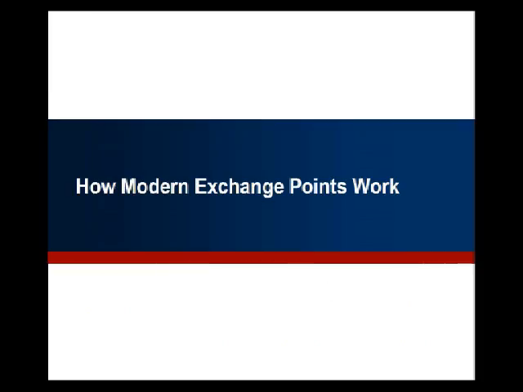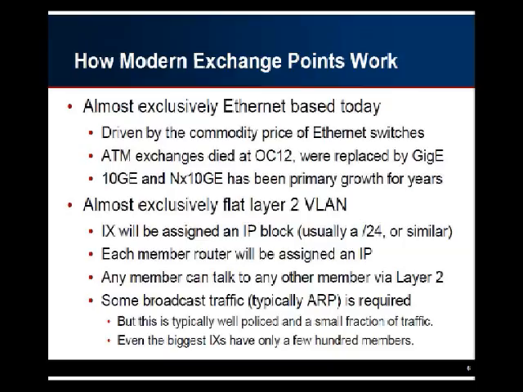A quick overview of how all the modern exchange points work. Today they're almost exclusively Ethernet based, as we've seen. This is really driven by the commodity price of Ethernet. Thankfully ATM died a horrible death at OC12. We're all very happy. And the exchanges really became Gigi, and then as we saw in the previous slides, 10 Gigi and N by 10 Gigi has been the primary growth for quite a while now, and will be until we have faster options.